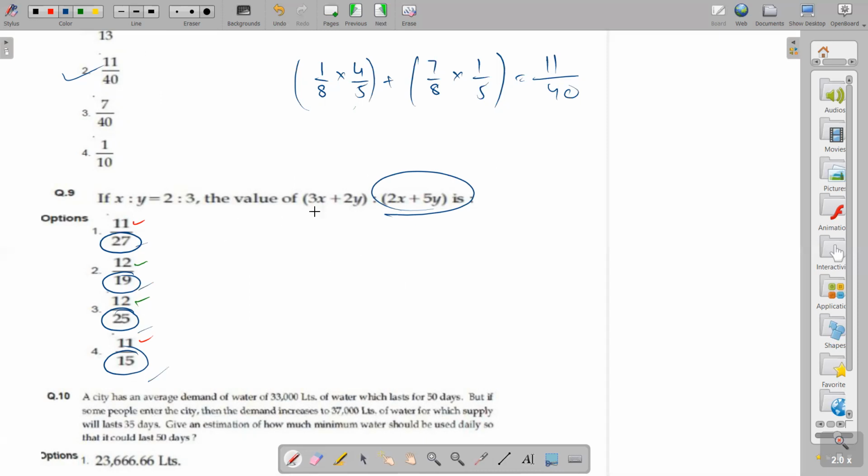So we just have to find the denominator part and see which option is a factor or multiple of this. If we put 2 and 3 in the denominator, 2 into 2 is 4, 5 into 3 is 15. The answer will be a multiple or factor of 19. So the only option is option 2. So this is the answer. I don't even have to solve the rest of the part.